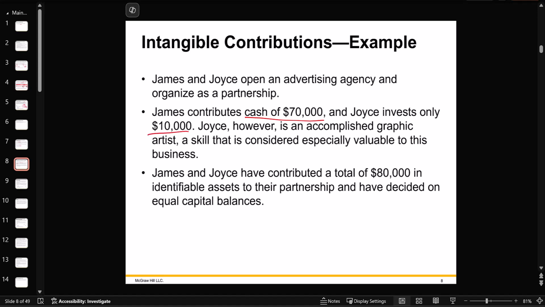But to motivate Joyce, who brings in her graphic artistic talents to the business, James is willing to give more than a $10,000 interest to Joyce. Now the total amount of cash being contributed is 80,000. And to motivate Joyce to become a partner in the partnership, James is willing to give half of this 80,000 ownership interest in the business to Joyce. Again, there's two different ways to account for this in terms of journalizing debits and credits. So let's look at the way called the bonus method.